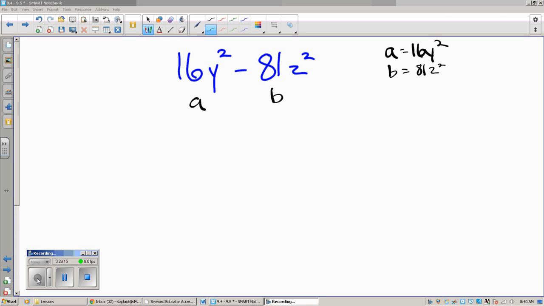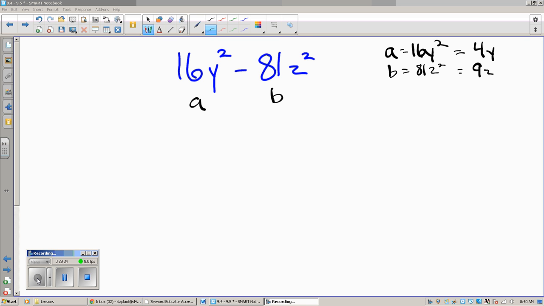What's the square root of 16y squared? Lucas? 4y. 4y, good. 4y times 4y is 16y squared. And what's the square root of 81z squared? Jasmine? 9z.